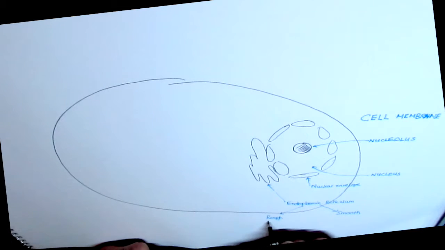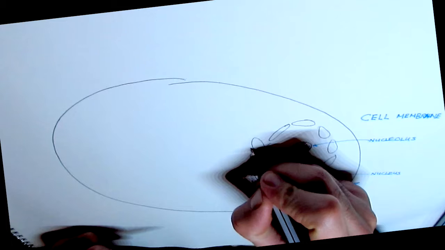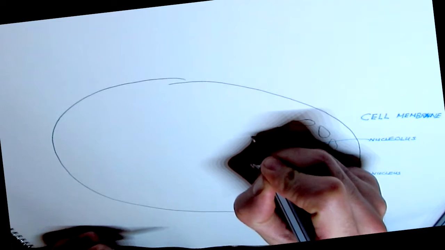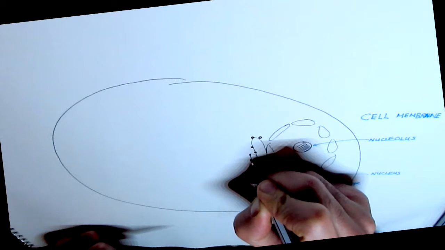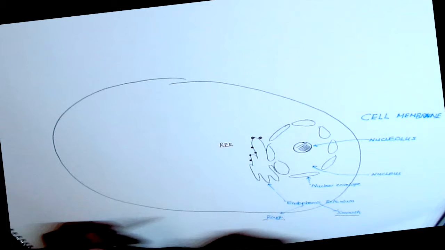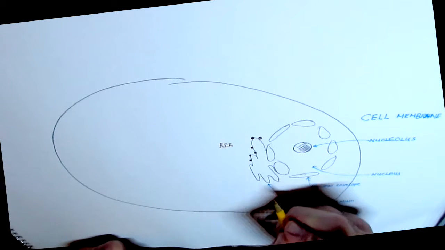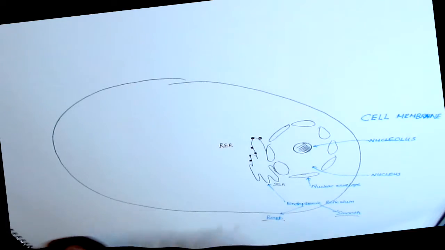They differ in terms of how they appear. The rough endoplasmic reticulum has lots of ribosomes studded on its surface, so those appear when you look under the microscope as little beads, essentially, like little dots on it, and that's where proteins are synthesized. In the rough endoplasmic reticulum, you get modifications of proteins, so glycosylation, disulfide bridge formation, that kind of thing.